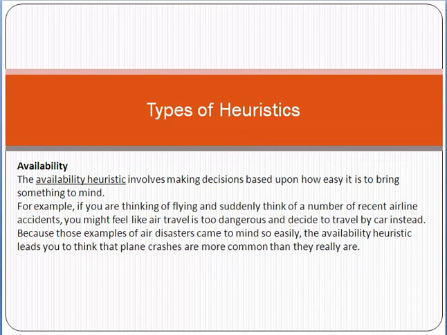Friend, the types of heuristics are, first of all, availability. Availability means, friend, that if you are thinking of flying and suddenly think that last month a plane crashed, so you will not go. For example, you have to go from location A to location B, and you are thinking about the options to travel.